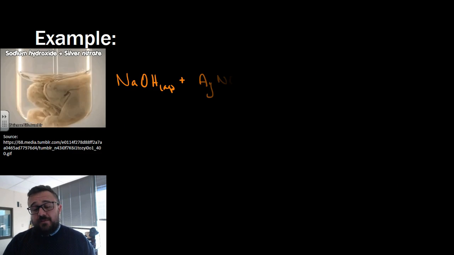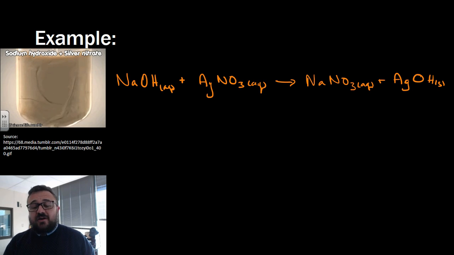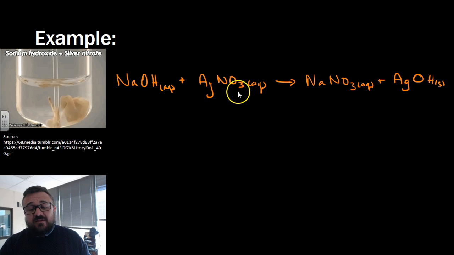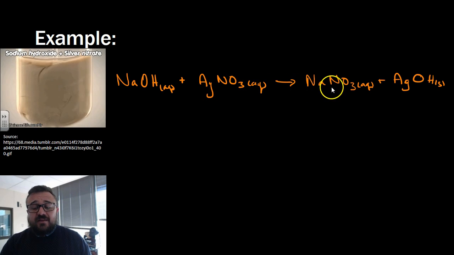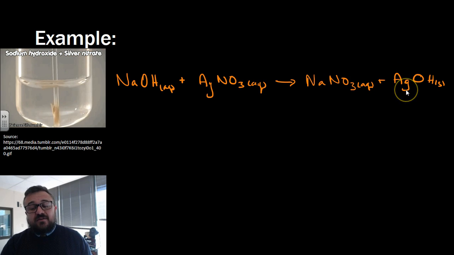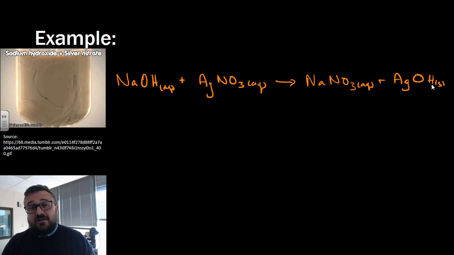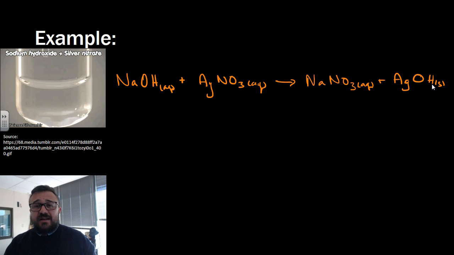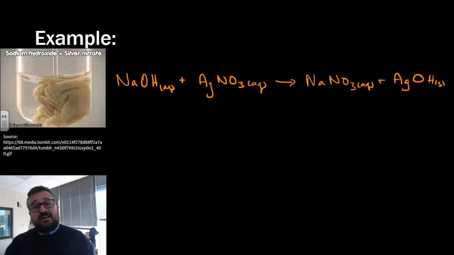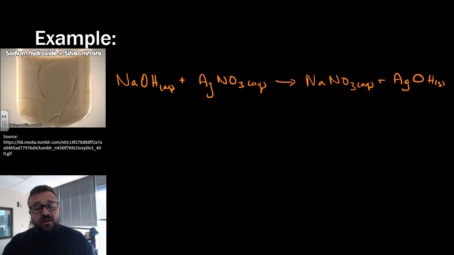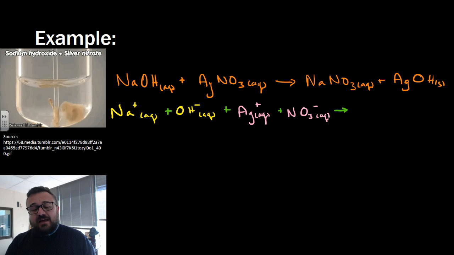So an example: sodium hydroxide plus silver nitrate. If we have sodium hydroxide aqueous and silver nitrate aqueous, when we add those together, we get sodium nitrate aqueous and silver hydroxide as a solid. And that's because the electronegativity difference between hydroxide and silver is so great that the polar nature of water can't separate it out.